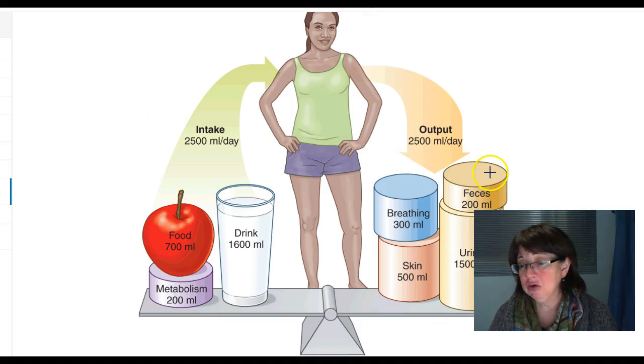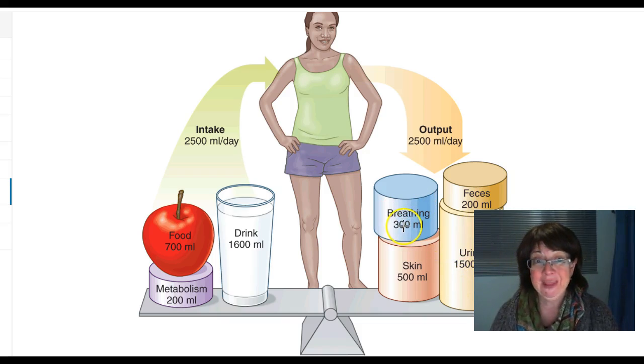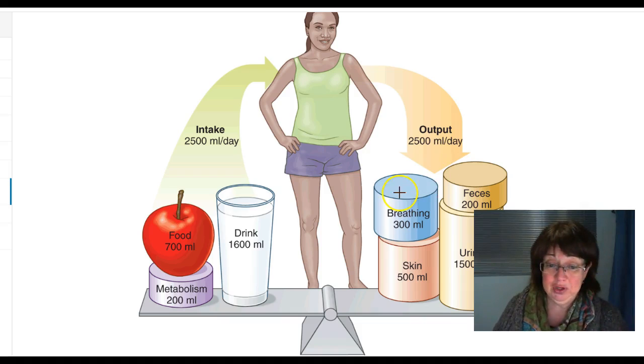When you go out, most of the fluid in your body is removed through urine, but you also get it from breathing, and that's why your glasses fog up when you're wearing a mask. Your skin, in terms of sweating, and also your feces. Hopefully your feces only leaves about 200 milliliters. If your poop's going through too quick, you get diarrhea. Okay? And that's when you have too much water going through your feces.